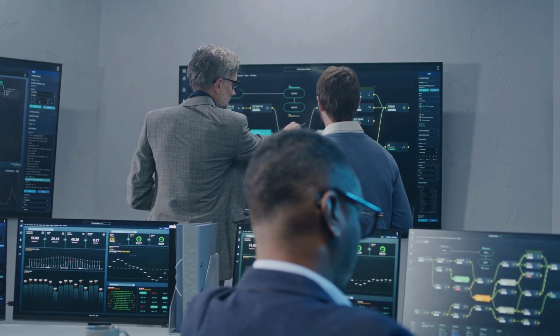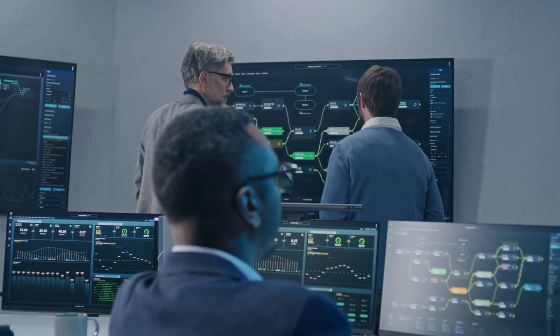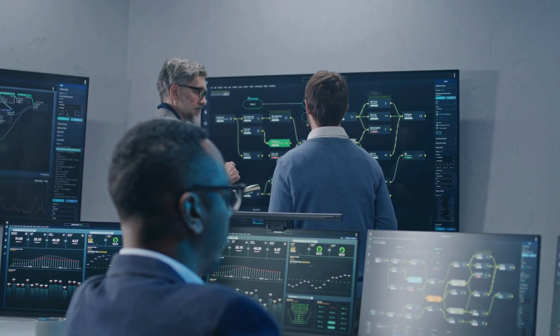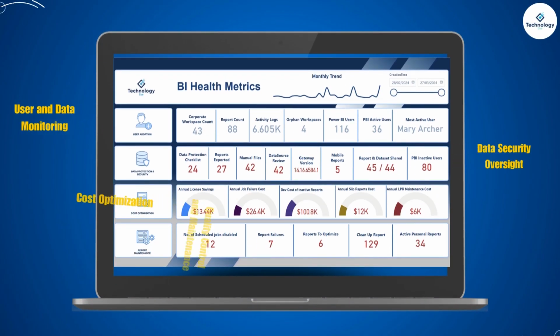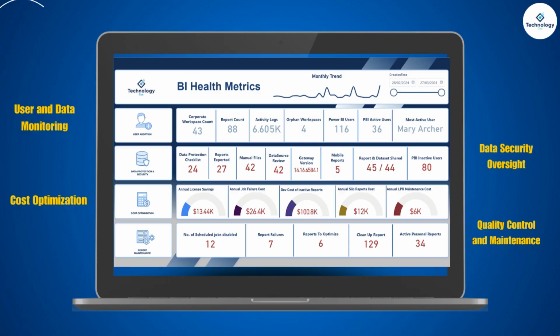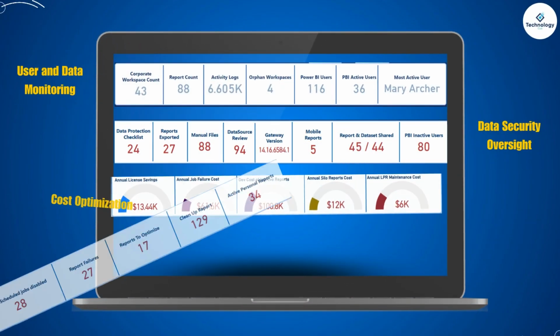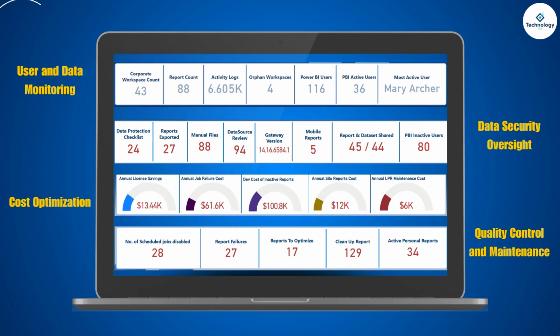Imagine a world where your Power BI runs at peak efficiency, your data is secure, and every decision is data-driven with confidence. That's what our Power BI Health Metrics delivers. Our Power BI Health Metrics delivers peak performance, security, and actionable insights. With our key metrics, user and data monitoring, data security oversight, cost optimization, and quality control and maintenance, you can maximize your Power BI performance.